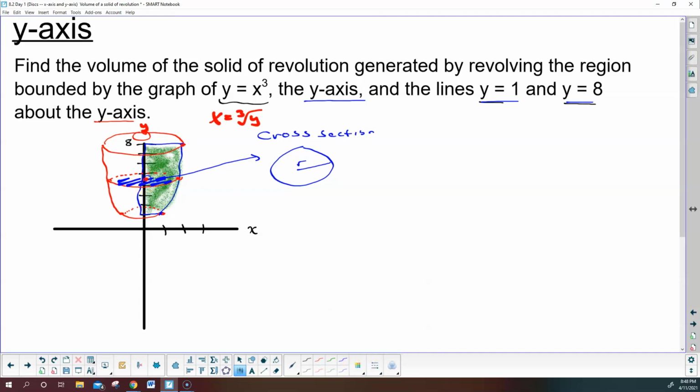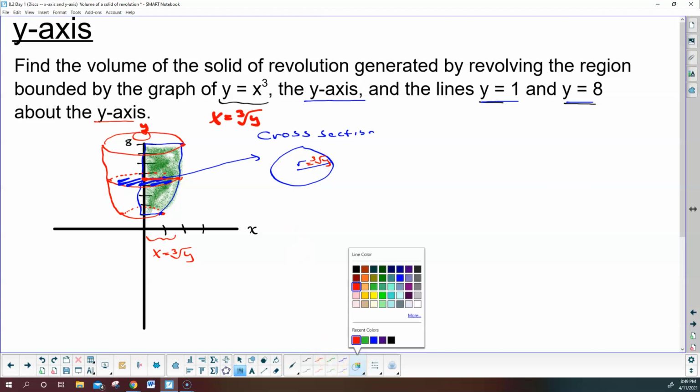So how do we find the length of the radius? The radius is now the distance from the y-axis straight over. So I need something to tell me what x is, because this length from here to here is how far we go in the x direction. And that's what the equation is. It's the cube root of y.